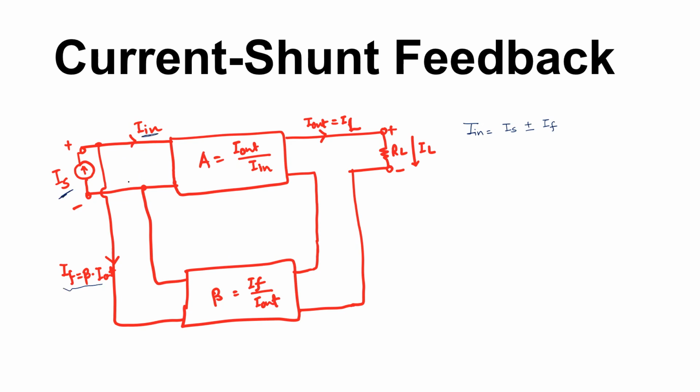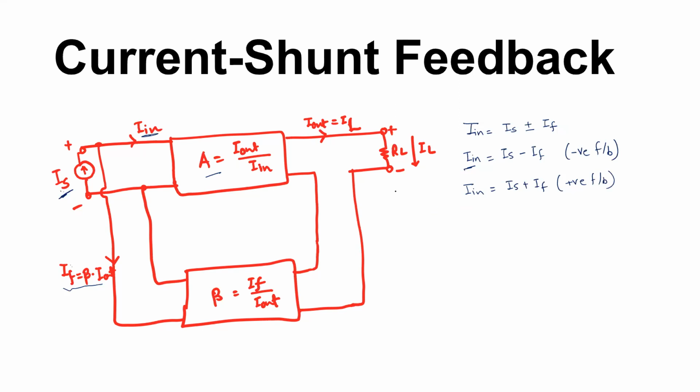Now mixing means whether the IF gets added to the IS or IF gets subtracted from the IS depends on the kind of feedback, whether positive or negative. If you have negative feedback, for example, then I in is equal to the difference between these two currents, and this difference, the error, becomes the input to this gain. And on the other hand, I in is equal to IS plus IF if the feedback is positive.